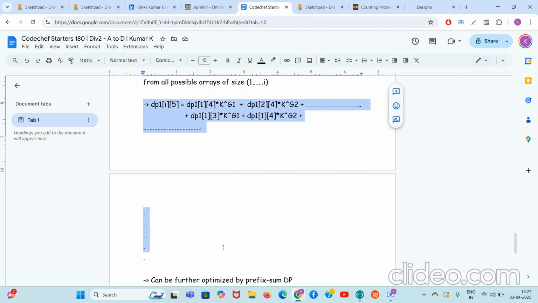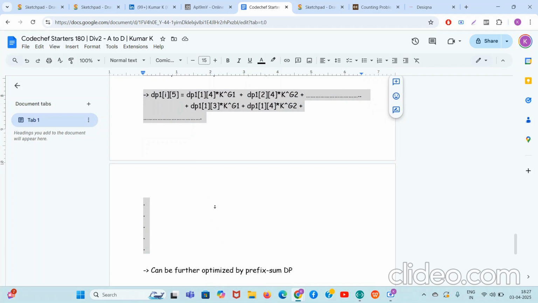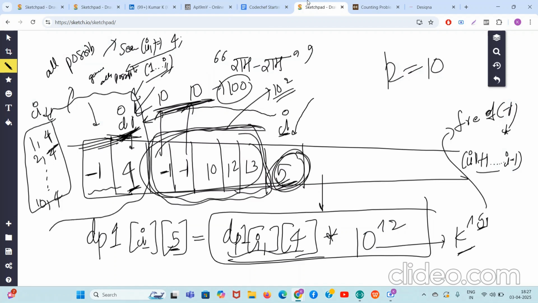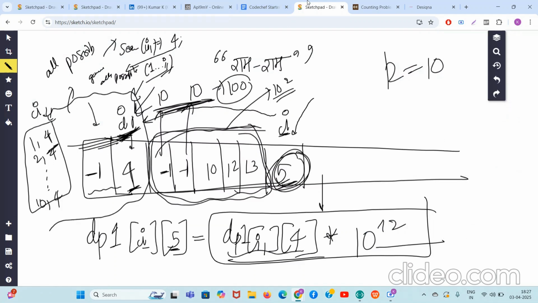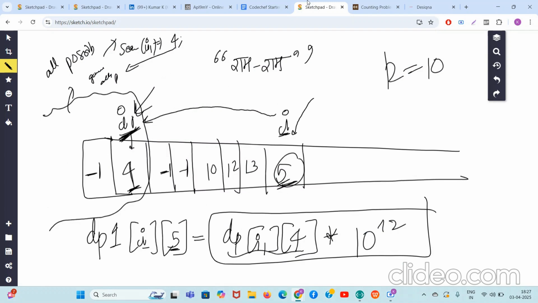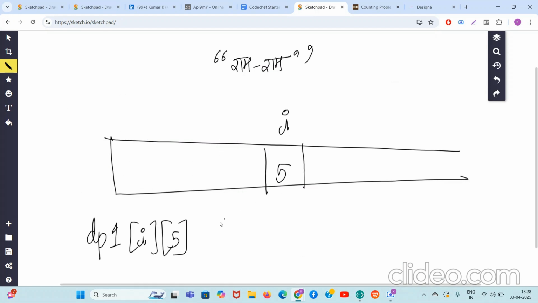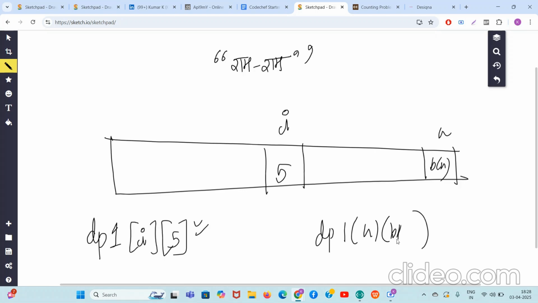This is currently an O(n cube) dp, you can make it n square dp by prefix sum dp. So I assume only advanced people are watching this and they understand how to optimize this n cube dp to n square dp. So guys, finally, you must be thinking, sir, the whole problem is solved, right? For each index i, we have successfully calculated something for each index i. What have we calculated? Even for index n, let's say this is b of n, dp[1][n] and b of n here, right? Something like that.